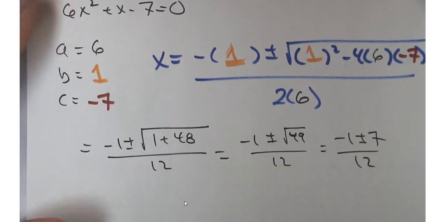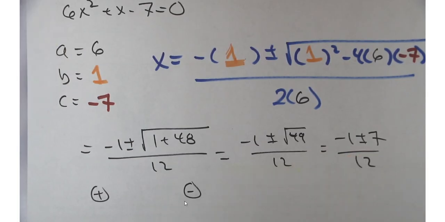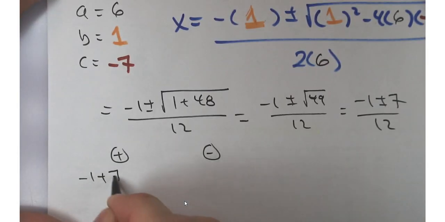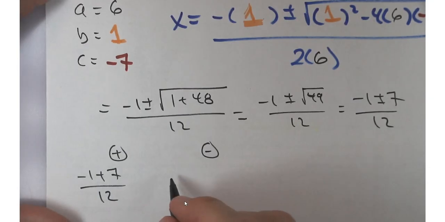Now, when you get down to here, you have to slow it down a little bit and take your time to get the positive and negative answers. You can't just go plus or minus a half or plus or minus 6 over 12. It doesn't work that way. Negative 1 plus 7 divided by 12. Negative, let's see, something feels a little rough here.